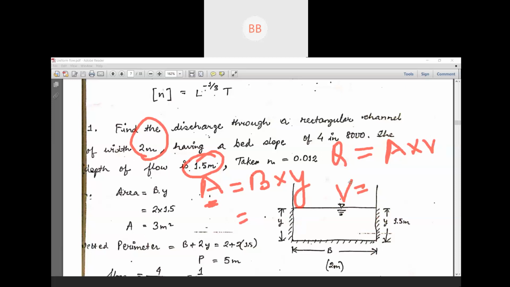For velocity we have two equations, one is Chezy's and one is Manning's. As in the question we have Manning's roughness coefficient, that is why we are going to use Manning's equation, 1 by n R to the power 2 by 3 Sb to the power half. Then you find out velocity.